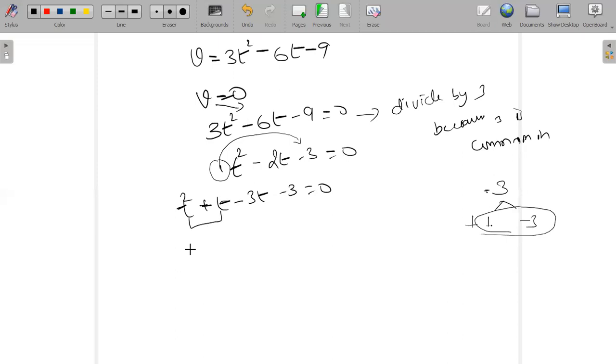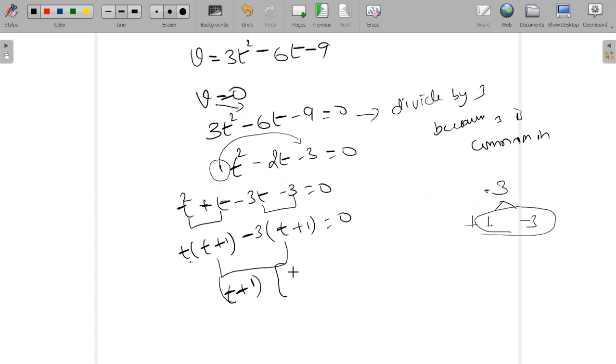In between these two, t is common. So this will become t plus 1. In between these two, minus 3 is common. So this will become t plus 1 is equal to 0. So again in these two, t plus 1 is common. If I take t plus 1 common, left out here is t, left out here is minus 3. So t plus 1 should be either this value should be equal to 0, or this value should be equal to 0.